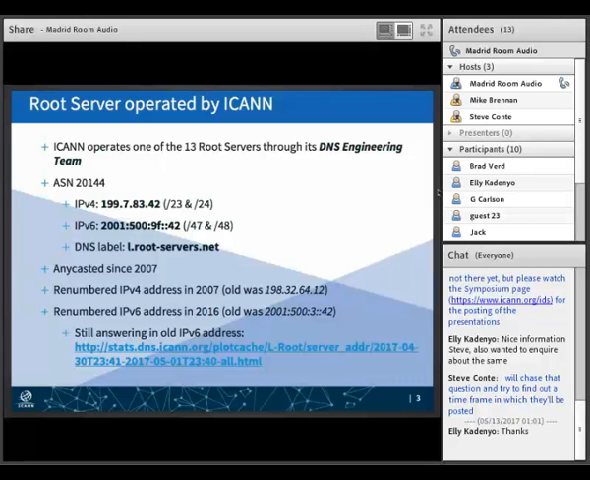We have been Anycasted since 2007, and we have had two renumbers in the past few years. The latest one was on IPv6 last year, and we're still serving the old address, but we're planning in the future to stop doing that and deliver that net block to another root server organization so they can use the same technique of the propagation of /47 and /48 if they want to, or to do some other experiments.